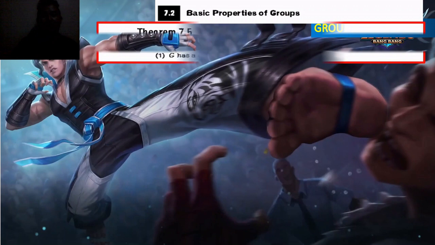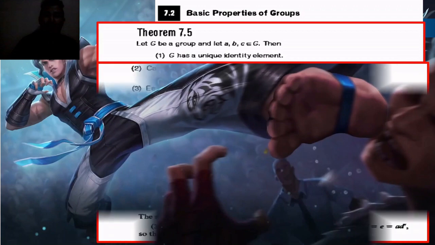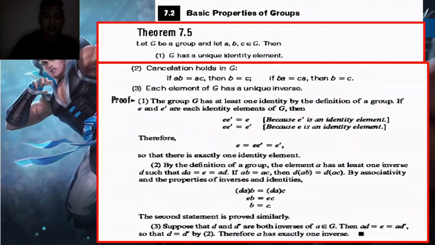Next, basic properties of groups. Let G be a group and let A be an element in G. Number 1, G has a unique identity element. It cannot have two. Number 2, cancellation holds in G: if AB equals AC, then B equals C, or if BA equals CA, then B equals C. So both left cancellation and right cancellation hold. Number 3, each element of G has a unique inverse.